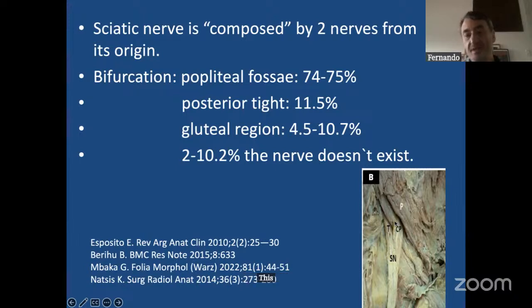These are interesting cases taken from these 2 articles. We can see here the piriformis muscle with 2 bodies, and look at this. We have the tibial component emerging from the intrapelvic part through the gluteal region, located below the piriformis muscle, and the common peroneal component running through the muscle.